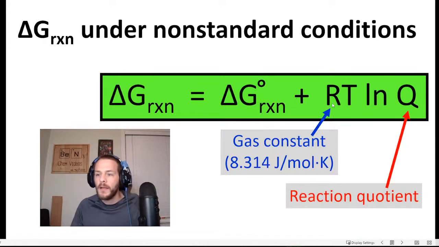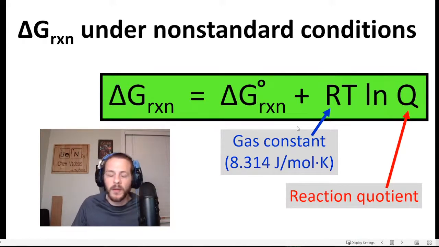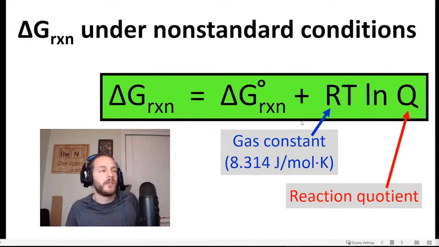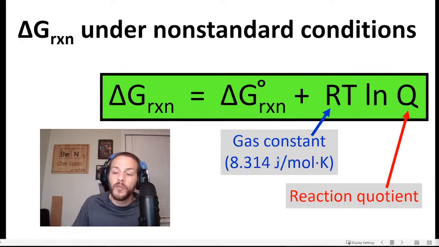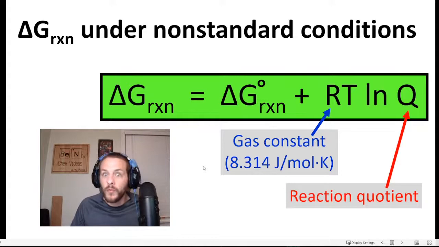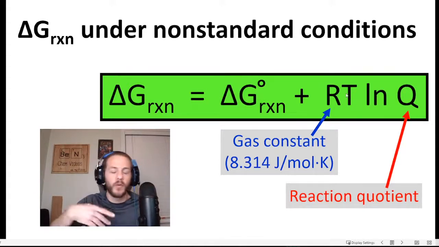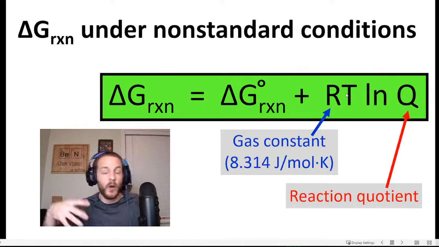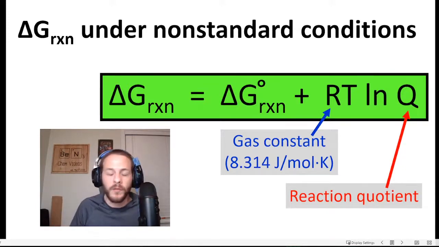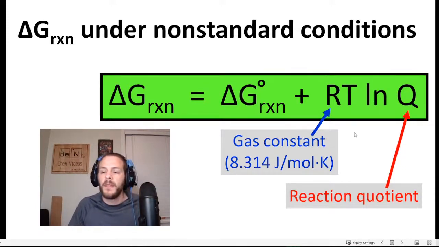And so the R, that is the gas constant reported in the appropriate units. In this case, the units of this gas constant are joules per mole per Kelvin. So it's 8.314 joules per mole per Kelvin, right? T, of course, is the temperature in kelvins, as it always is in any thermodynamic equation. T is for temperature. And then we have the natural log of Q.